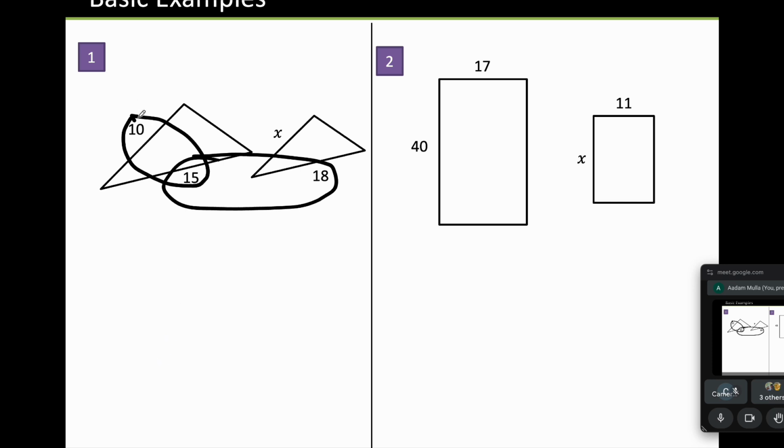I think for me, because I can see 10 and 15 are quite similar to each other, I'd probably go with using these 2 numbers. 15 and 18 might be a little bit trickier, but it's entirely up to you. I'll give you 20 seconds to get number 1 done, and if you finish number 1 you can move on to 2.